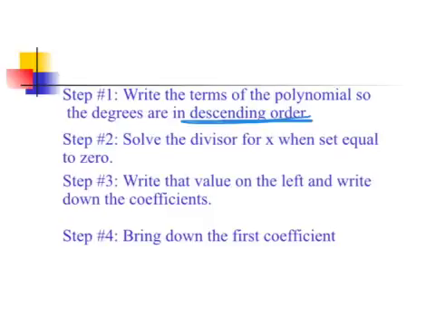Step 2 is that we're going to solve the divisor, so that's whatever you're dividing by. If it's written as a fraction, it's your denominator. Solve that divisor for x once you set it equal to 0. And then you're going to use this value from step 2. That's what you're using here. It says write the value on the left. We're going to set up a box. So we're going to use the value from step 2 on the left, and then we're going to write down your coefficients. Remember, your coefficients are your big numbers.